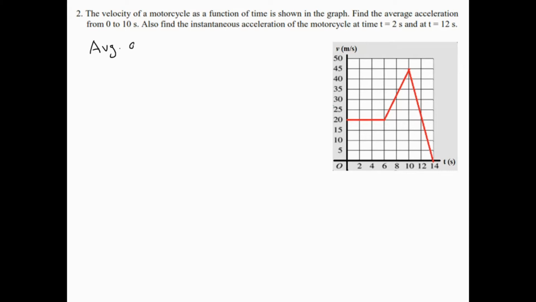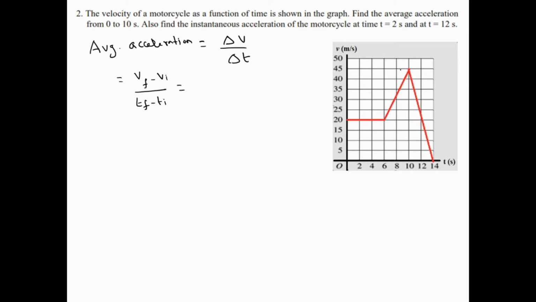Average acceleration is exactly equal to change in velocity over change in time. And they mention the time starts from 0 to 10 seconds, so you have to consider from 0 to 10 seconds only. And here we know the formula for delta V, that is V final minus V initial over T final minus T initial. So what is the V final here?